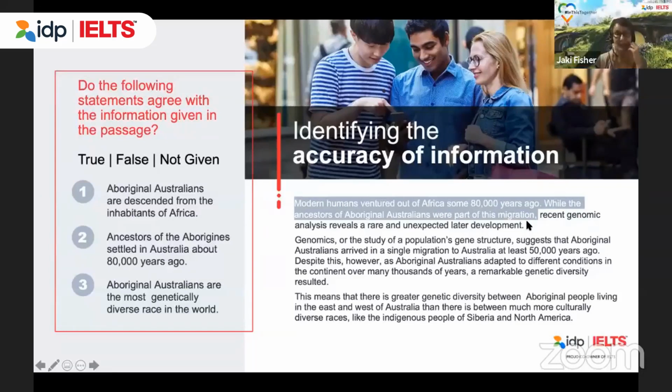Yeah, so it's this part. It's true, that's right, because it means the same thing. Modern humans came out of Africa. Aboriginal Australians were part of this, so they came from Africa. So you're right, it's true. So the next one will be further down.